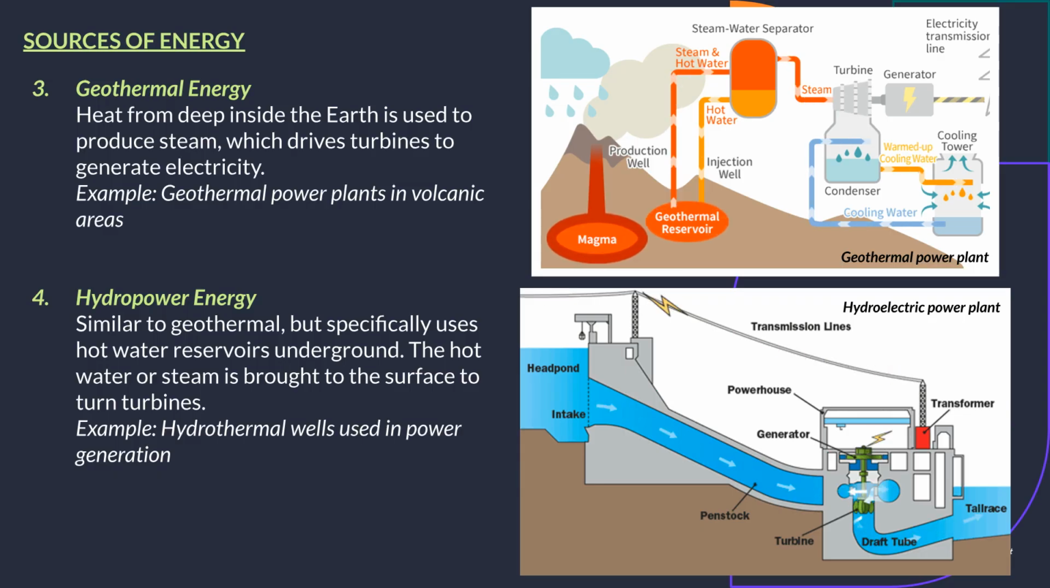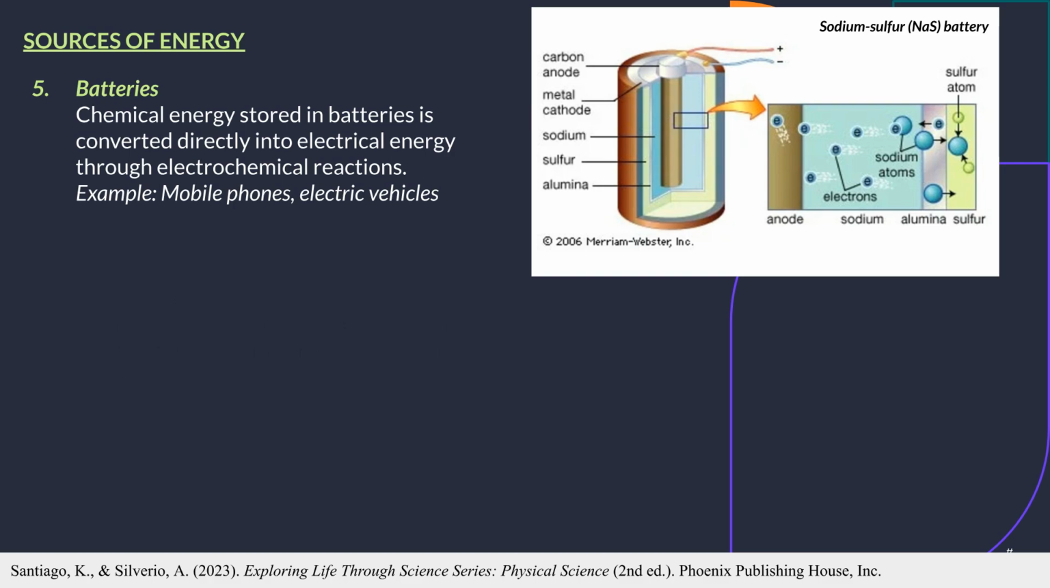Finally, let us look at the last two energy sources which drive our personal electronics and clean transportation networks. Batteries store energy in the form of chemical energy. When a battery is in use, electrochemical reactions occur inside it, causing electrons to flow through an external circuit. This flow of electrons produces electrical energy that powers devices. Batteries are commonly used in everyday technology such as mobile phones, laptops, and electric vehicles. Unlike power plants, batteries deliver electricity directly without producing steam or mechanical motion.